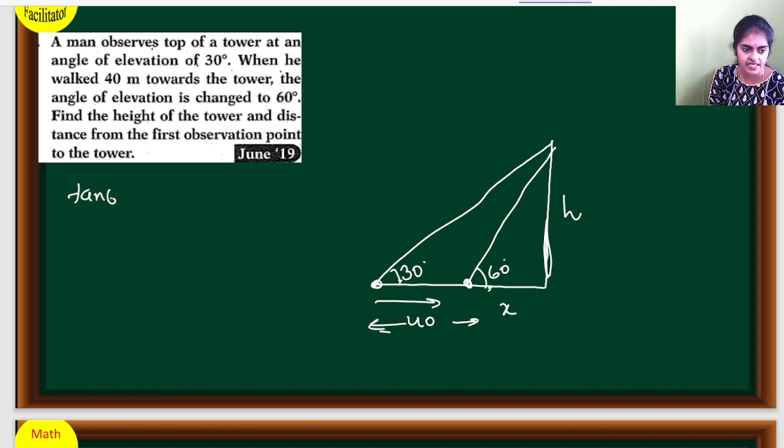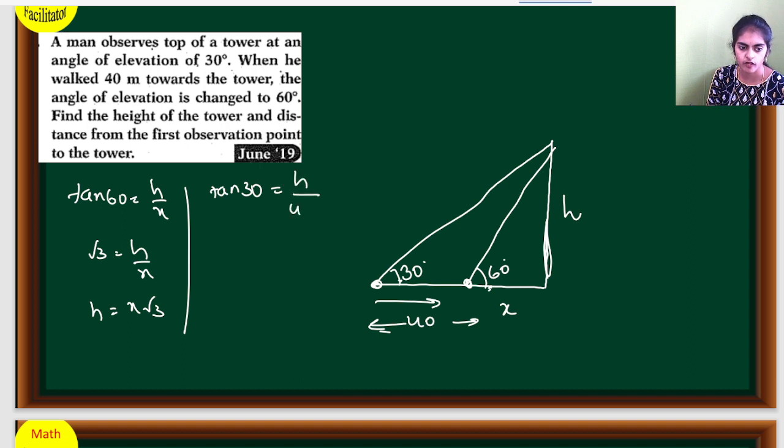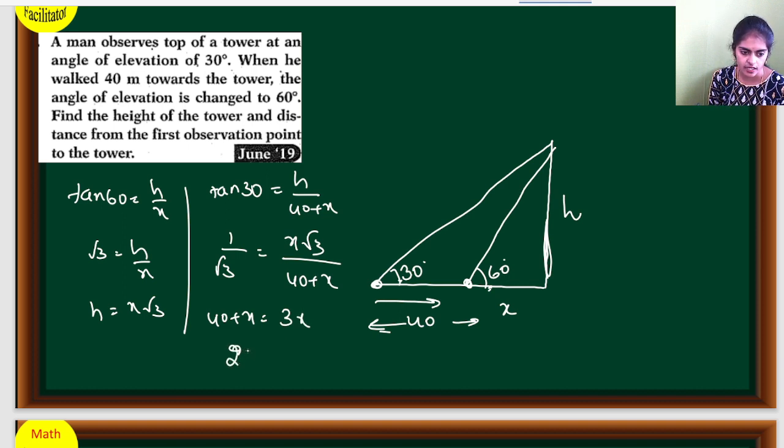So tan 60 equal to h by x. So root 3 equal to h by x, or we can write h equal to x root 3. And tan 30 equal to, in the total triangle, h by 40 plus x. So 1 by root 3 equal to h, which is x root 3, by 40 plus x. So cross multiply: 40 plus x equal to 3x. So 2x equal to 40, or else x equal to 20.